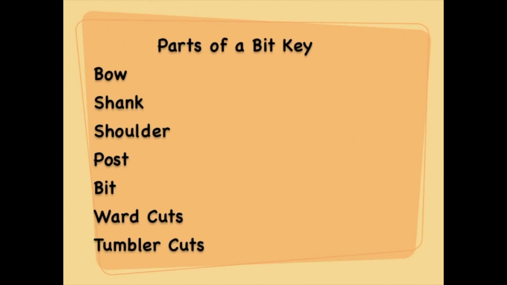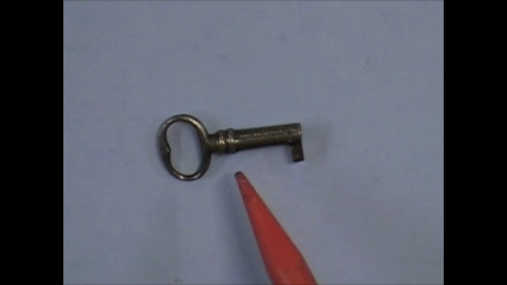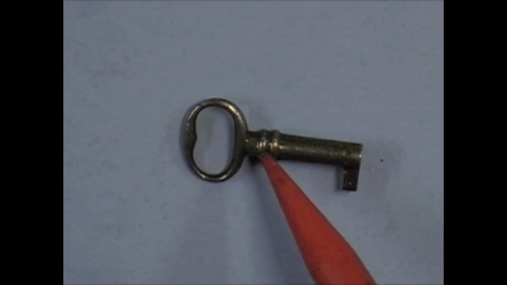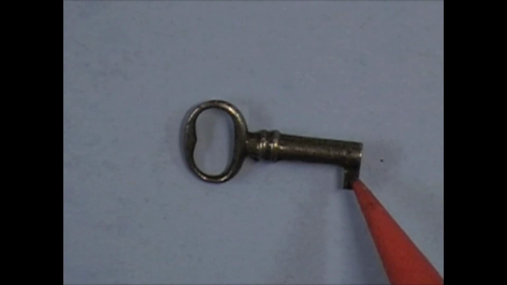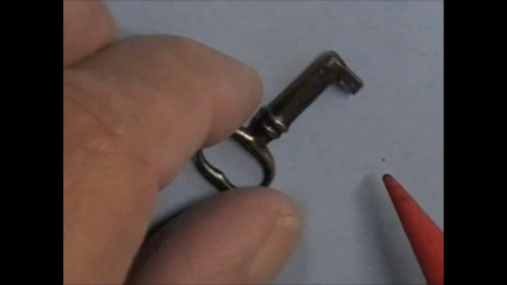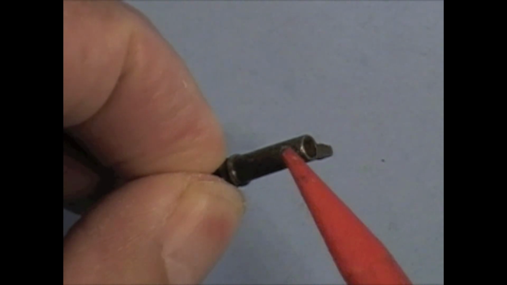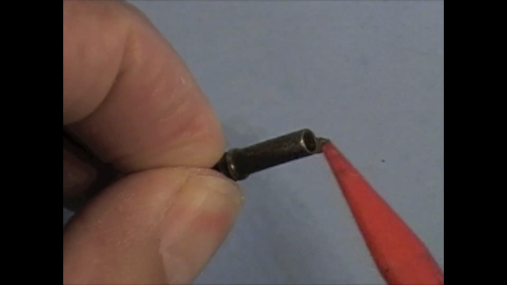So the parts of a bit key, just to review, we have the bow, the shank, the shoulder, the post, the bit, the ward cuts, and then the tumbler cuts. And this is a barrel key. So the parts of a barrel key, we have the bow, the shank, and the bit. Actually, the hollow part of the shank is often referred to as the barrel of the key also.